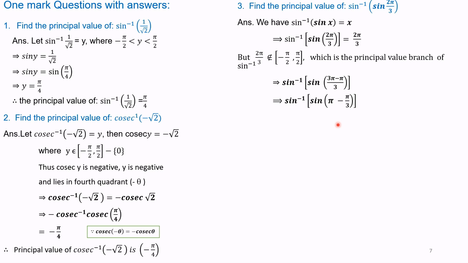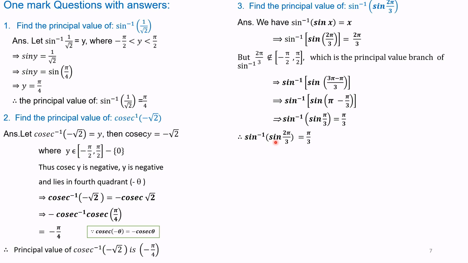So we have converted it into 180 degrees angle relations. Therefore, sine inverse of sine of pi minus pi by 3: we know sine of 180 minus theta is sine theta. Sine of pi minus pi by 3 is sine pi by 3. Therefore, sine inverse of sine becomes pi by 3.